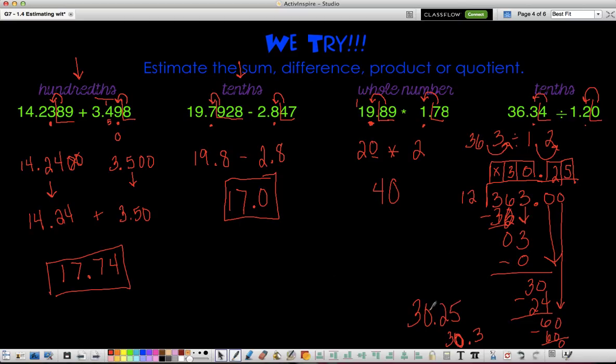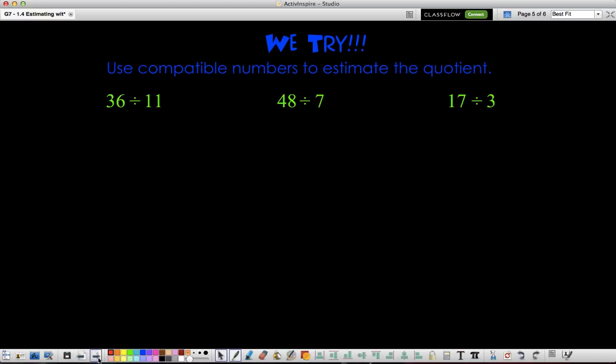Okay, so notice when we divided, even though we rounded to the tenths, we ended up with an answer that went to the hundredths. This happens a lot when you end up multiplying and dividing. So that's why we use compatible numbers when it comes to division. You can do this with decimals as well, but we're going to focus on whole numbers. So with compatible numbers, you really need to know your multiplication facts.